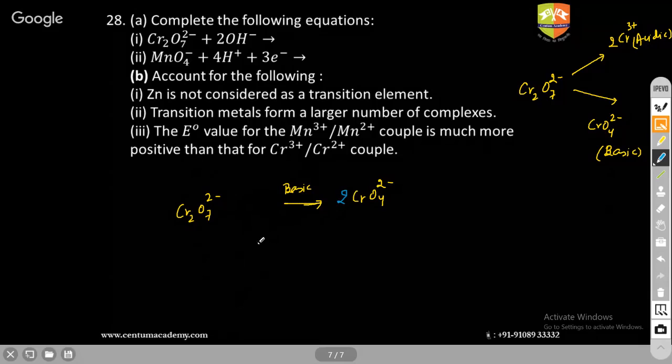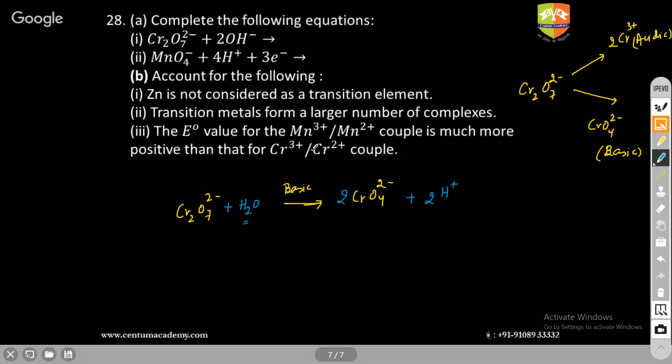right? Chromium is balanced. Now we have 7 oxygen here, 8 oxygen here, 8 oxygen here. So to balance oxygen, we'll add an H2O molecule. Only one H2O molecule will be added, so that 7 plus 1, 8 oxygen, and 8 oxygen this side. Now we have 2 hydrogen. To balance this hydrogen, we'll add H plus on the other side. And how many H plus? Since we have 2 hydrogen here, we'll add 2 H plus.